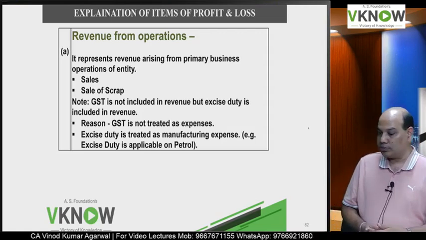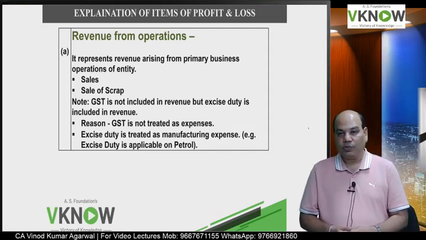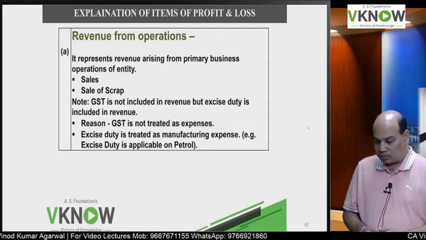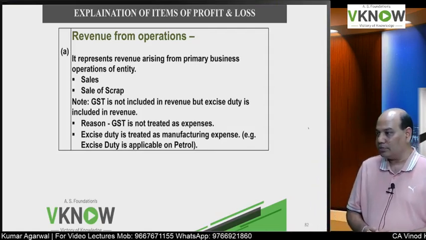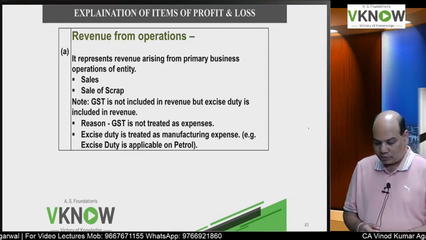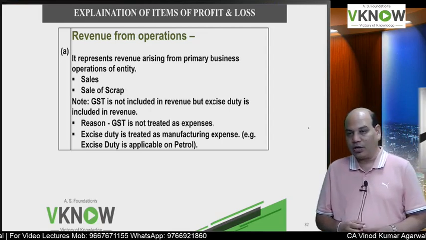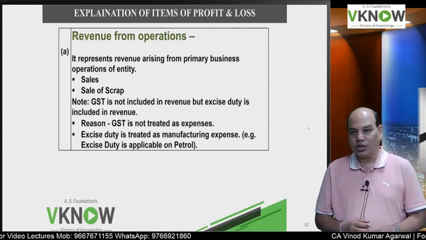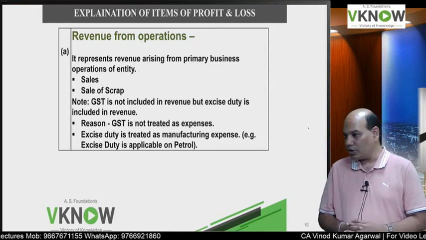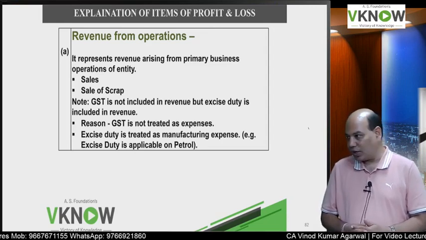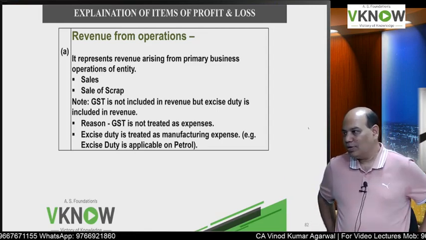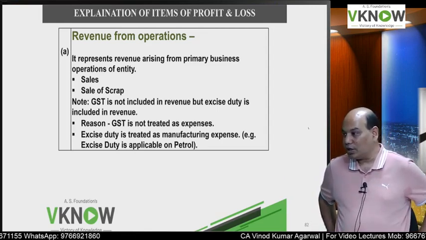Revenue from operation. Revenue from operation means you have to disclose your revenue from the primary business operation of the entity. You will disclose your sale. You can also disclose any incidental income relating to primary operation, like sale of scrap also, because some companies have huge revenue from sale of scrap, like Tata Steel.